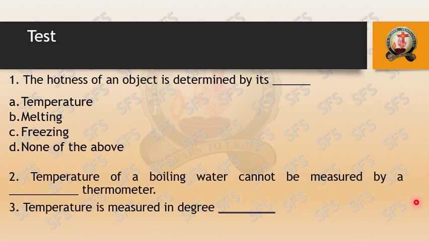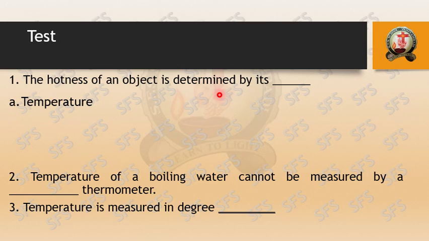So the first question is: the hotness of an object is determined by its dash. I'll repeat the question again. The hotness of an object is determined by its dash. Option A temperature, option B melting, option C freezing, option D none of the above. So shall we find out the answer now? What do you think? Is it melting? No. Is it freezing? No. It is not none of the above. So what could it be? Is it temperature or melting?